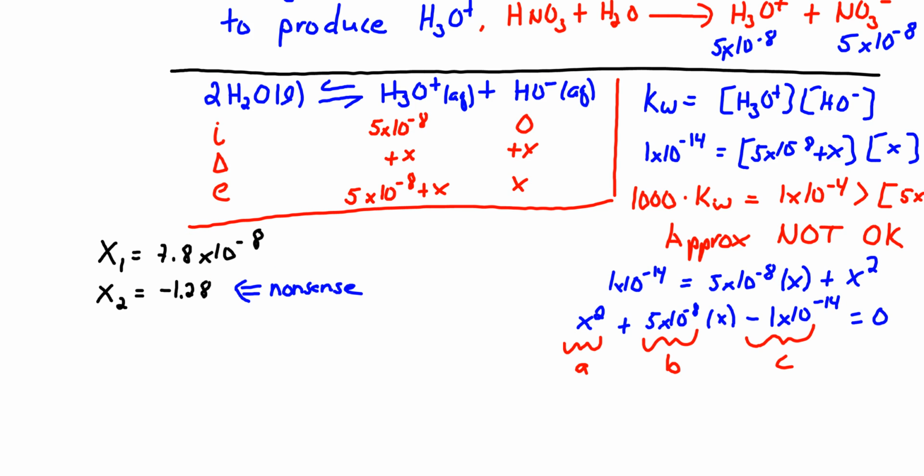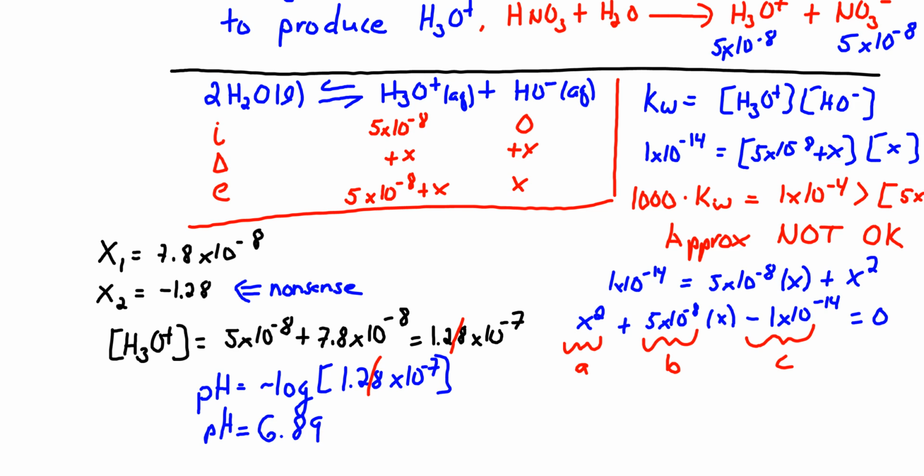So we can add these two values together here to get our concentration of H3O+ and then on to the pH. And finally, we're at our final answer. We have pH is equal to 6.89, just a tad more acidic than pure water.